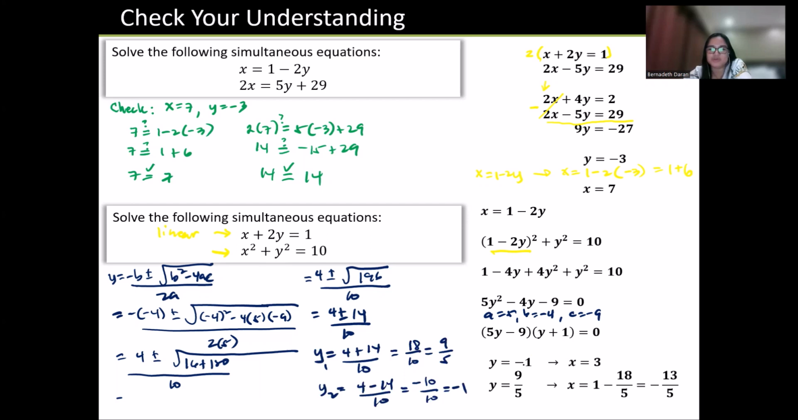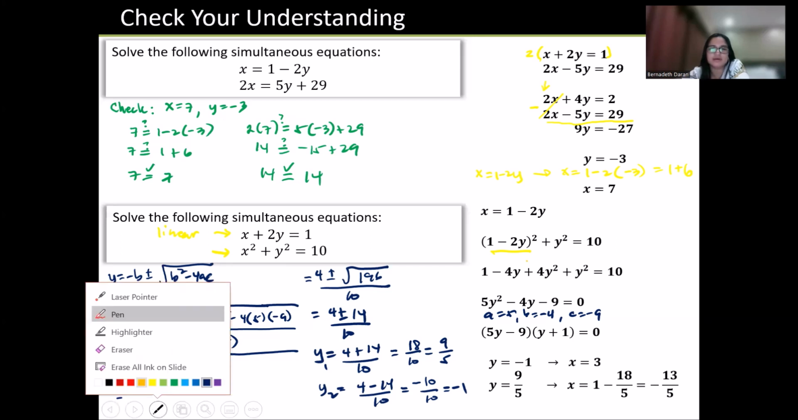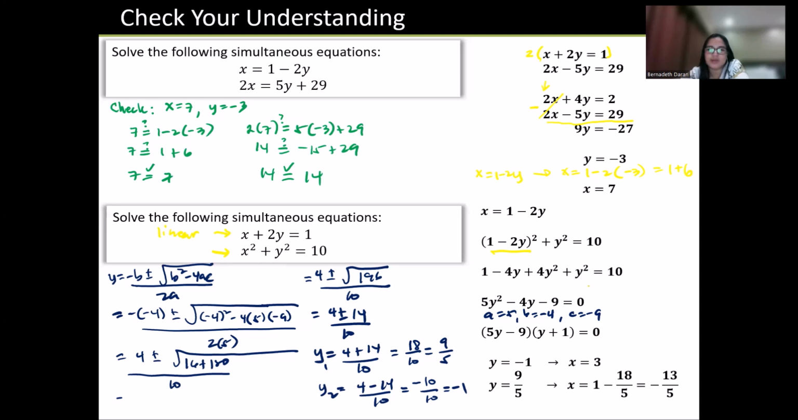So you can see y is equal to negative 1 and y is equal to 9 over 5. And if we are going to substitute negative 1 in the first equation, let me write it here. If we substitute y to be negative 1 in the first equation, we have x plus 2 times negative 1 is equal to 1. Or that is x minus 2 is equal to 1. Or that would be x is equal to 3. That's how we got 3 here.